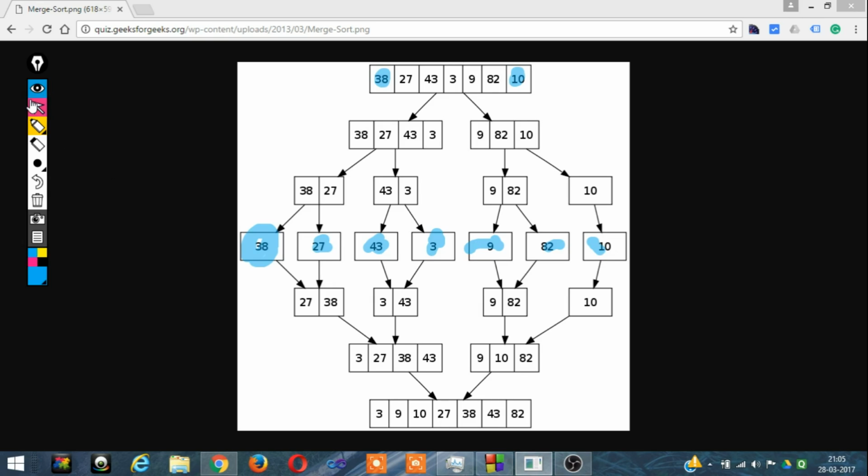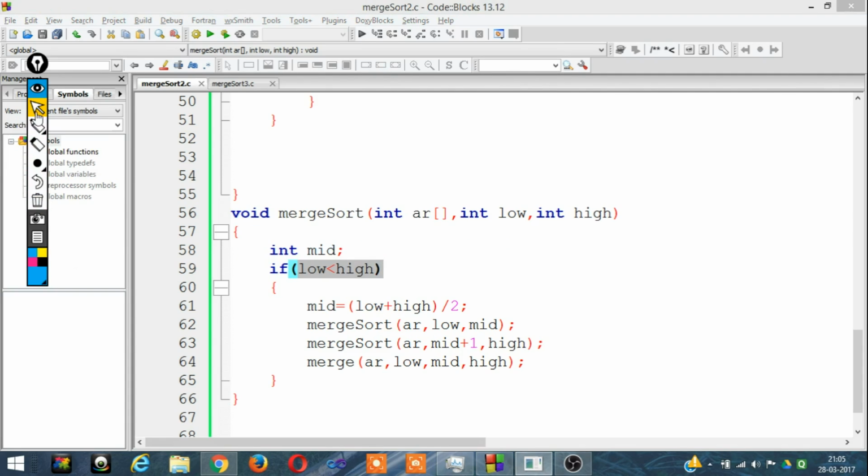So what will happen if low is less than high? If low is less than high, it means there is more than one element, so the array has to be sorted. But if low is equal to high, that means there is only one element, and as I've said, a one element array means it's already sorted, so we need not bother about it.